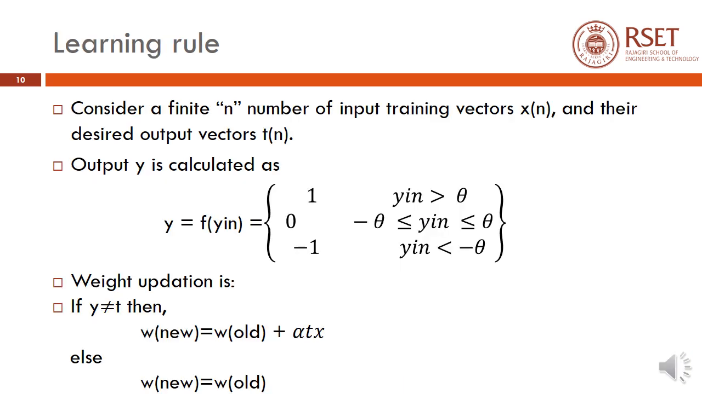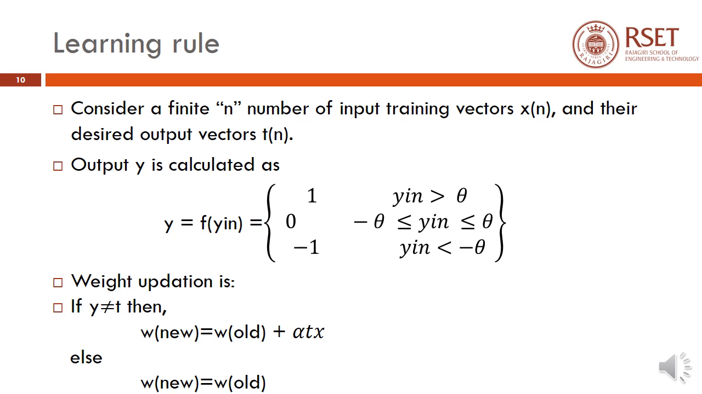The learning rule applied in the original perceptron network can be summarized as follows. Consider a finite number n of input training vectors xn and their desired output vectors tn. Suppose I apply these input training vectors to the network and calculate the final output from the response unit. The final output y is the net input applied to the activation function f, which is 1 if the net input is greater than theta, 0 if the net input is between minus theta and theta, and minus 1 if the net input is less than minus theta.